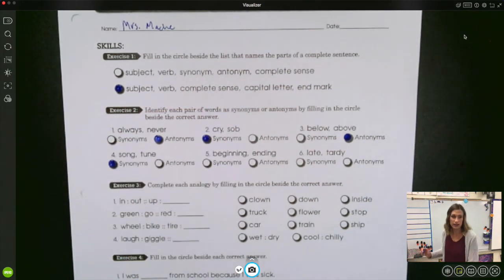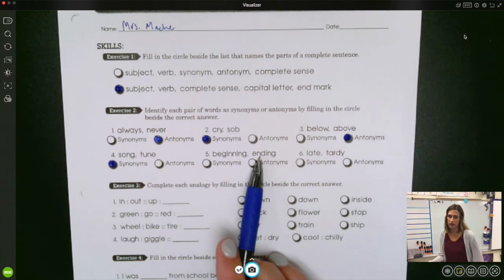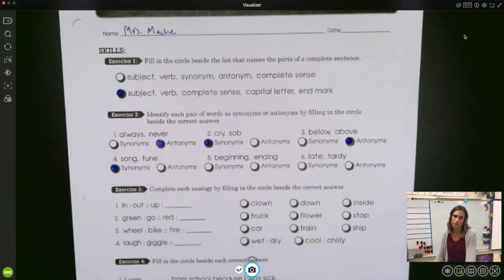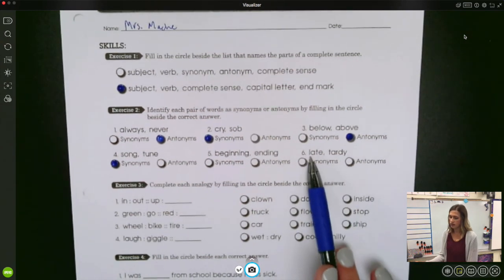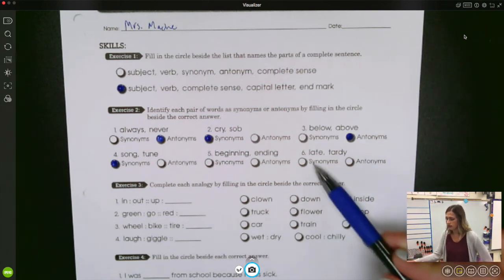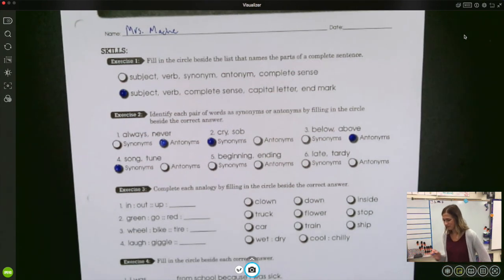Number 5 and 6, you're going to do by yourself. I'll read them. Beginning and ending. Can something be the beginning and the ending at the same time? If yes, synonyms. If no, antonyms. Number 6, late and tardy. Could you be late to school and tardy to school at the same time? If yes, then synonyms. If no, antonyms. That wraps up exercise 2.